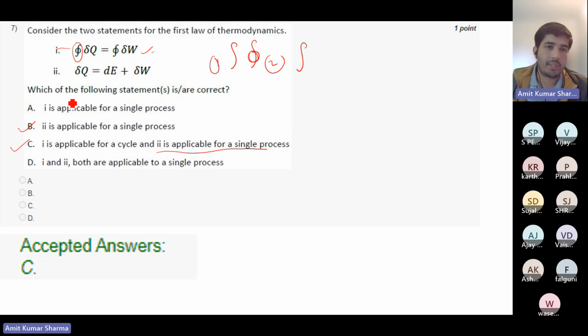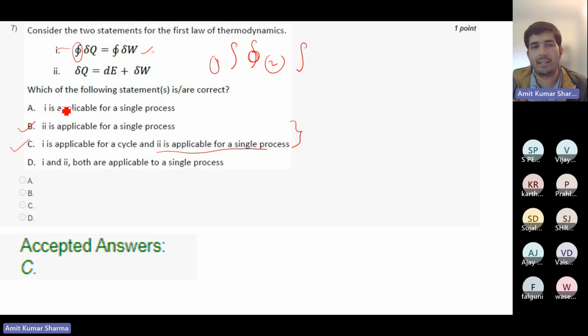If we go through the options, statement 2 is correct and C is also correct. So maybe we can raise a query to the NPTEL team, because I think both option B and C should be correct. Okay. So can I add something to option 2? Yeah, please.